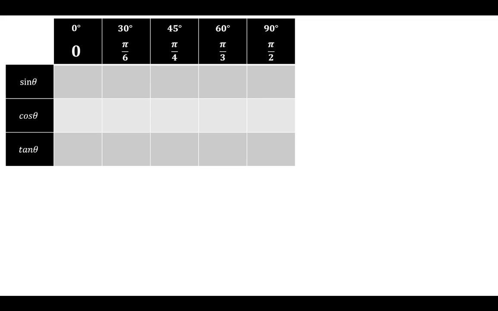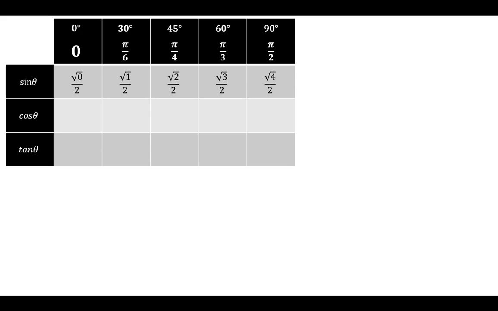Now we have to start somewhere, and a long time ago I noticed a pattern in the values in the sine row, and that pattern was that they all have this square root of something over 2. From left to right we can start with 0, and we're going to get the square root of 0 over 2, the square root of 1 over 2, the square root of 2 over 2, the square root of 3 over 2, and the square root of 4 over 2. So 0, 1, 2, 3, 4 on the tops inside the roots, 2 always on the bottom.